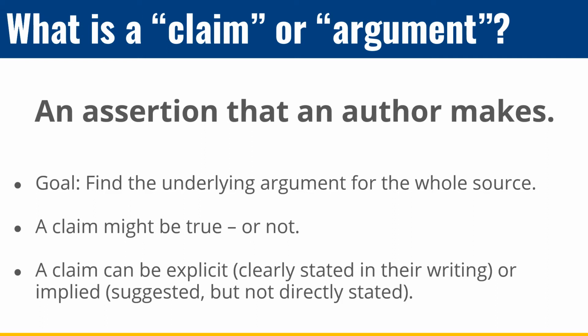A claim might be true or not, which is why it's helpful to use the word claim. We're figuring out what an author says before we decide whether or not to believe it. And a claim can be explicit, clearly stated in an author's writing, or implied, suggested, but not directly stated. And most sources are going to have both. So now that we know what a claim is, let's take a look at an example and do some practice.